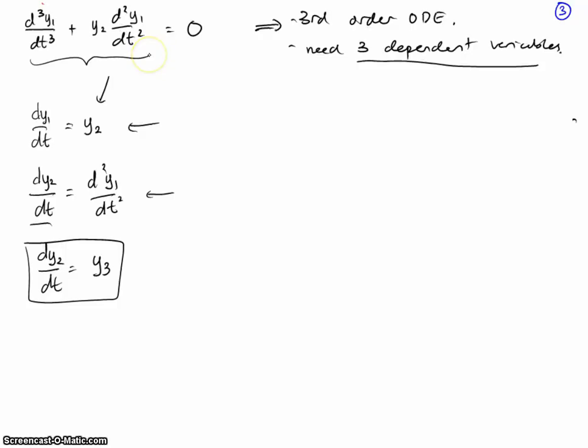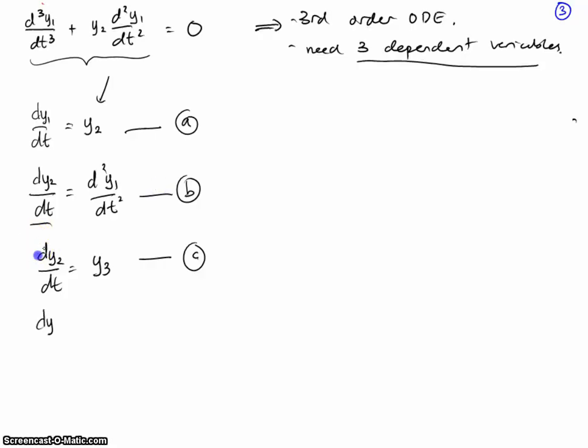So how do we do that? Let me call these equations A, B, and C to make it easier. So let's say this is equation A, this is equation B, and this is equation C. From equation C, if I differentiate equation C with respect to t, I get dy3/dt. On the left hand side, you end up with d squared y2/dt squared. And what is y2? y2 from equation A is equal to dy1/dt. So this is also the same as the third order derivative of y1 with respect to t.